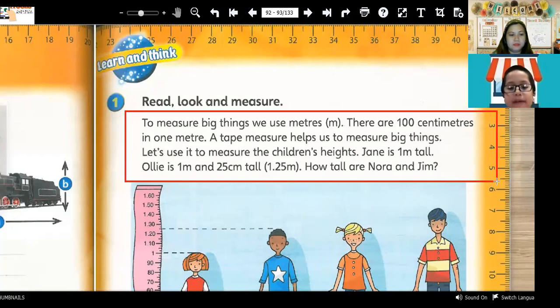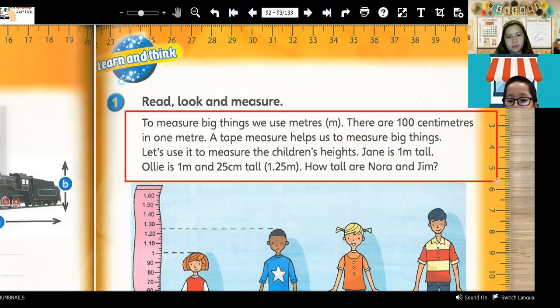To measure big things, we use measures. There are 100 centimeters in 1 meter. A tape measure helps us to measure big things. Let's use it to measure the children's height.